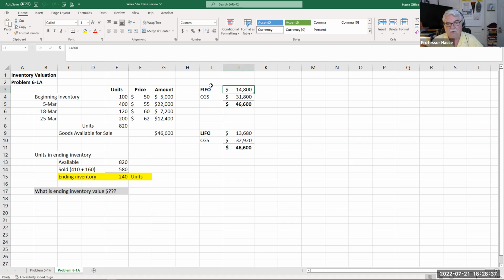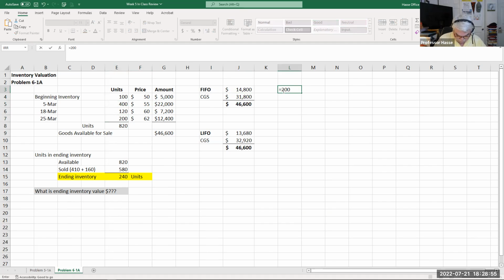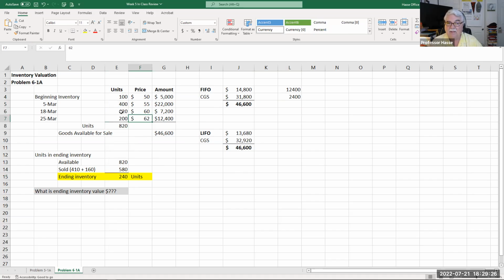Under FIFO, goods purchased first are the first ones sold. So remember, we had 240 units left in inventory. This 240 units must be made up of 200 units at $62 and 40 units at $60. In other words, based on first in, first out, we assume the oldest are the first ones sold, and what makes up the 240 ending units is 200 at $62 and 40 at $60. All the rest of those units have been sold. So if I do that, that's $14,800. That's my inventory valuation using the FIFO system.